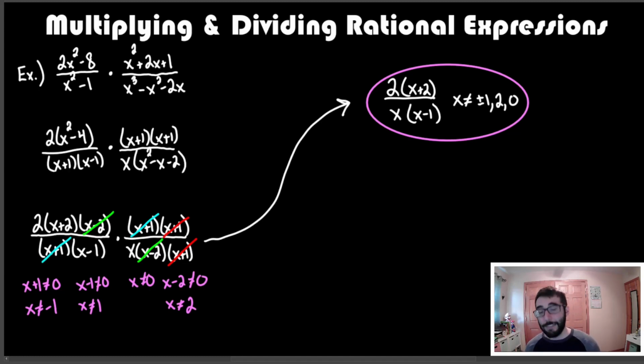Once again, leave that factored. It's really important, especially for once we get into graphing, to leave those factored. And then we state our domain restrictions. X cannot be 1, -1, 2, or 0. And that's it. That's all multiplying rational expressions is. Think of it as a giant factoring problem, because that's really what it is.